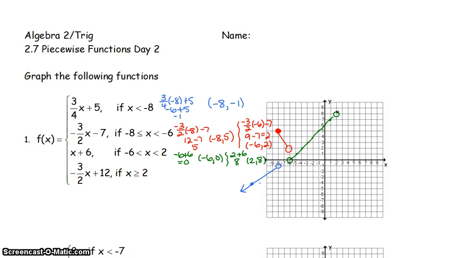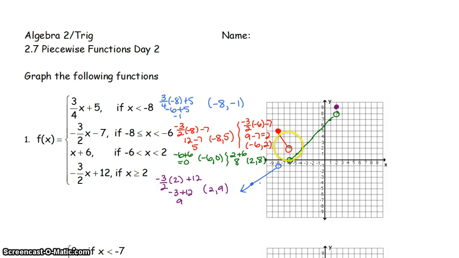Now our last piece of our piecewise function, we want it for all x values greater than or equal to 2. So we've got negative 3/2 times our x value, 2, plus 12. Negative 3 plus 12 gives us a y value of 9. So this point is at (2, 9). It's greater than or equal to, so we're going to have a closed circle at (2, 9), and we want it to be everything greater than or equal to.